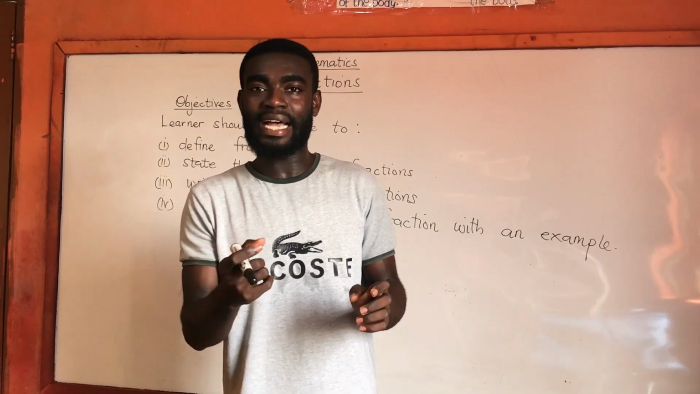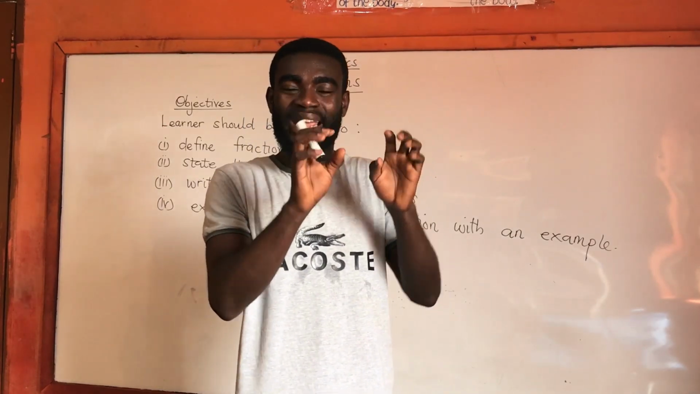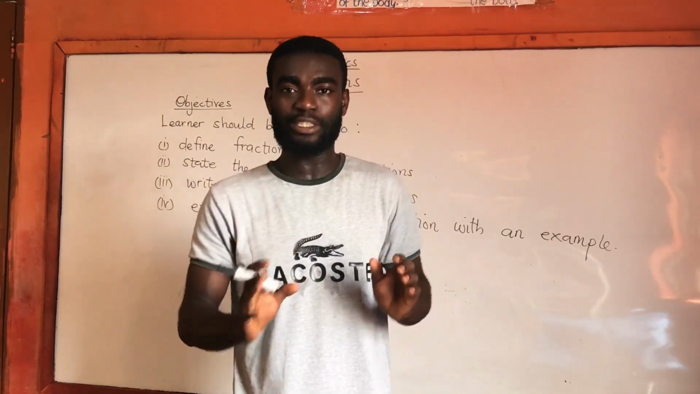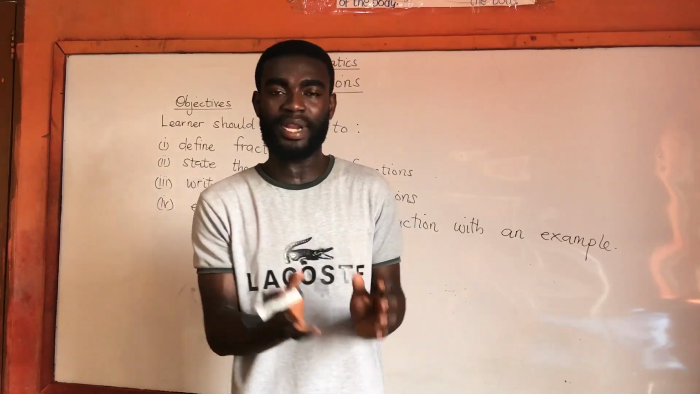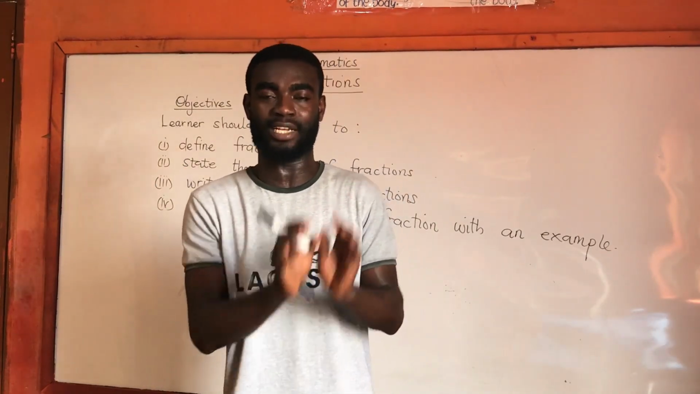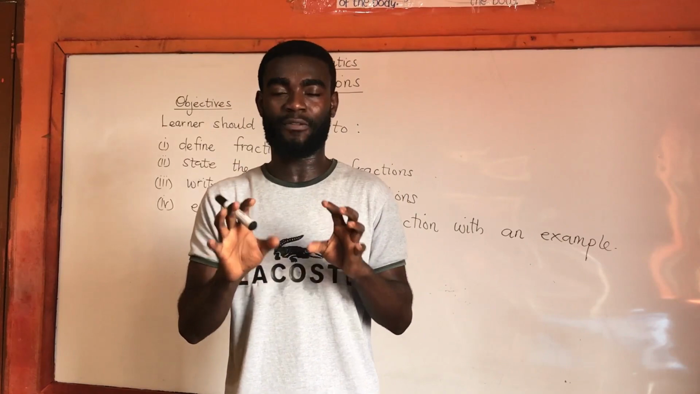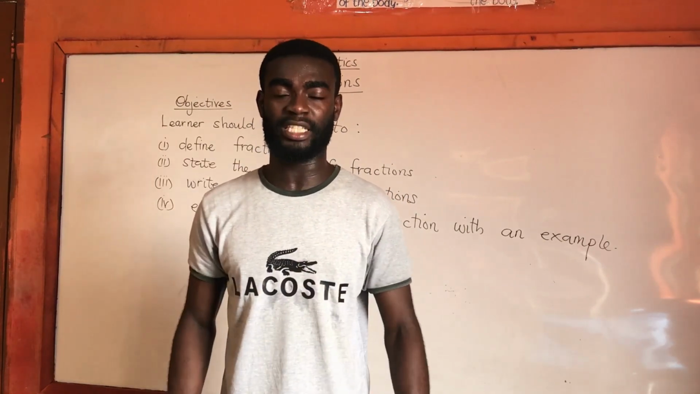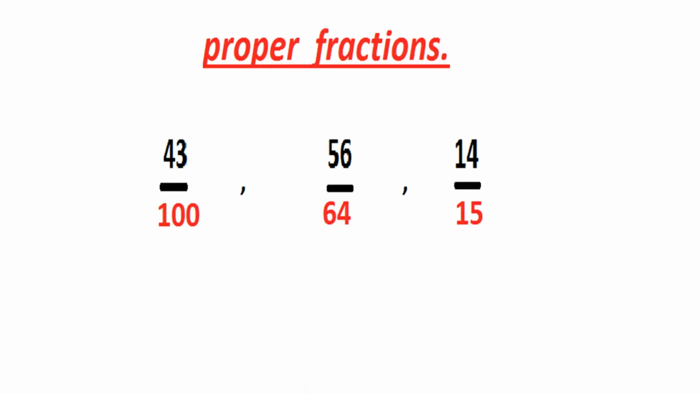So if you see that the numerator is smaller than the denominator, or in other words, the denominator is bigger or greater than the numerator, then that type of fraction is a proper fraction. So when you take a look at what you have on your screen, you can see the first example of proper fraction there. So you can see that all those in black, they are all less than those in red. So those in black are the numerators and those in red are the denominators.